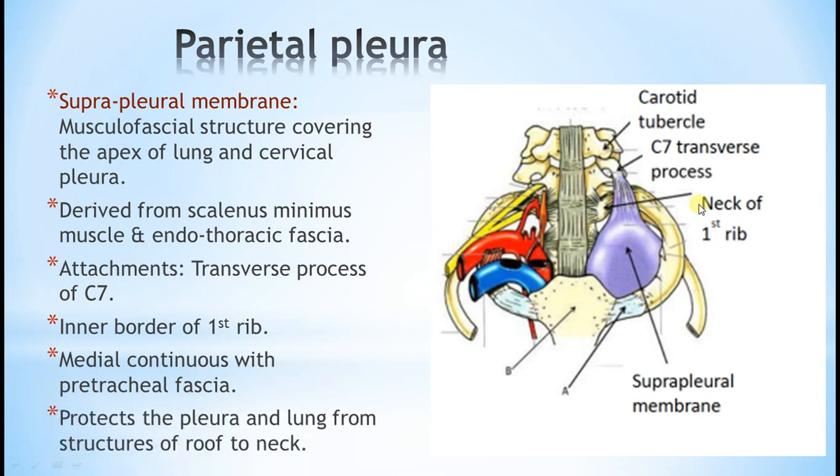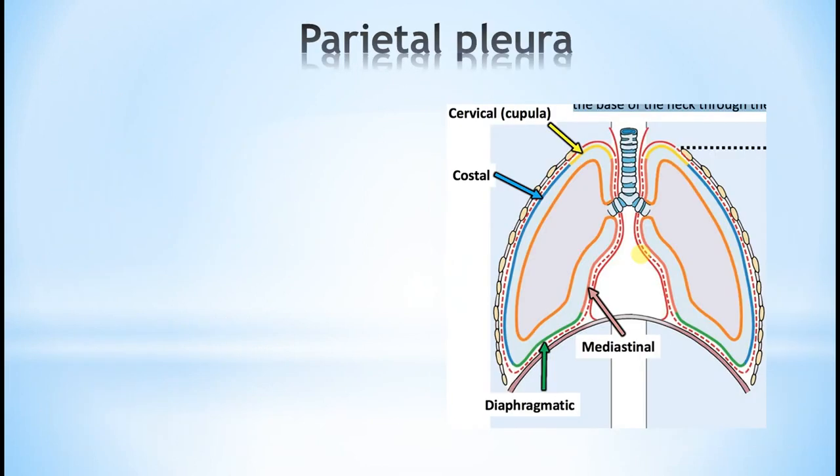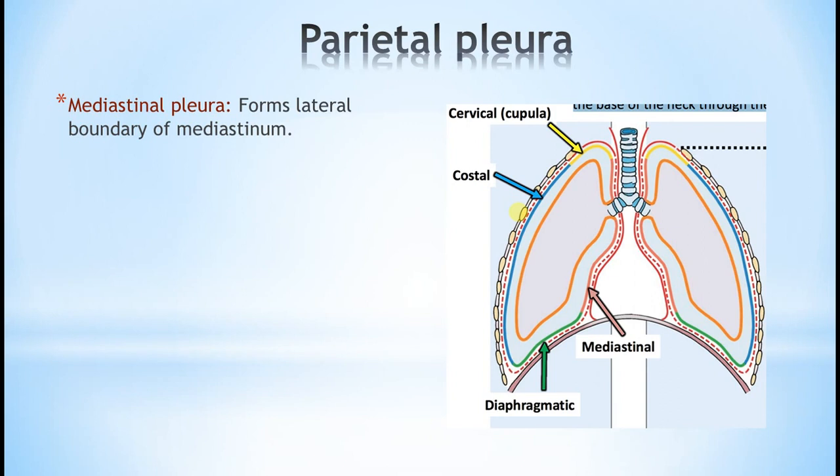Okay. Now why you actually need this extra protection is to protect the pleura and the lung from the structures of the root of the neck. Just now I told you, some of these structures might compress the lung, so to avoid that, this suprapleural membrane is present. Okay.